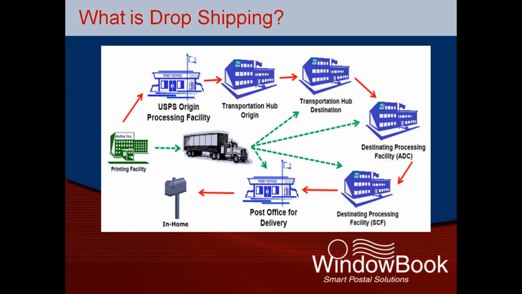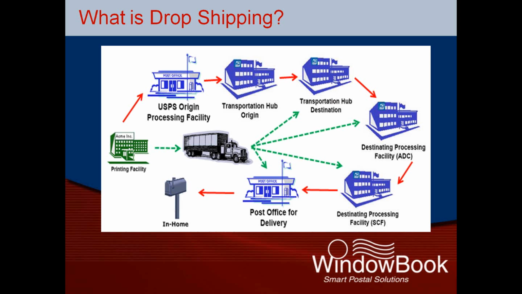As you can see by this flow chart, mail that's entered at the printing plant, letter shop, or mail house, and this is represented by the red arrows, goes through many steps. From the mail preparer, it's transported to the origin entry post office, where it is then sent to an origin transportation hub, such as a network distribution center, or NDC. These are formerly known as bulk mail centers, or BMCs.